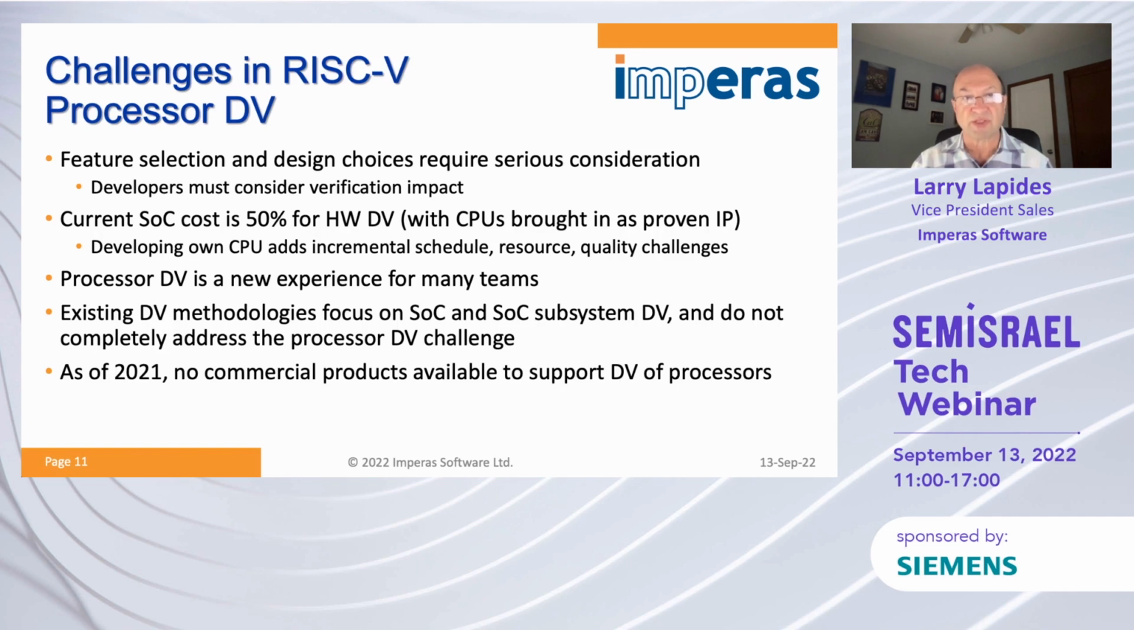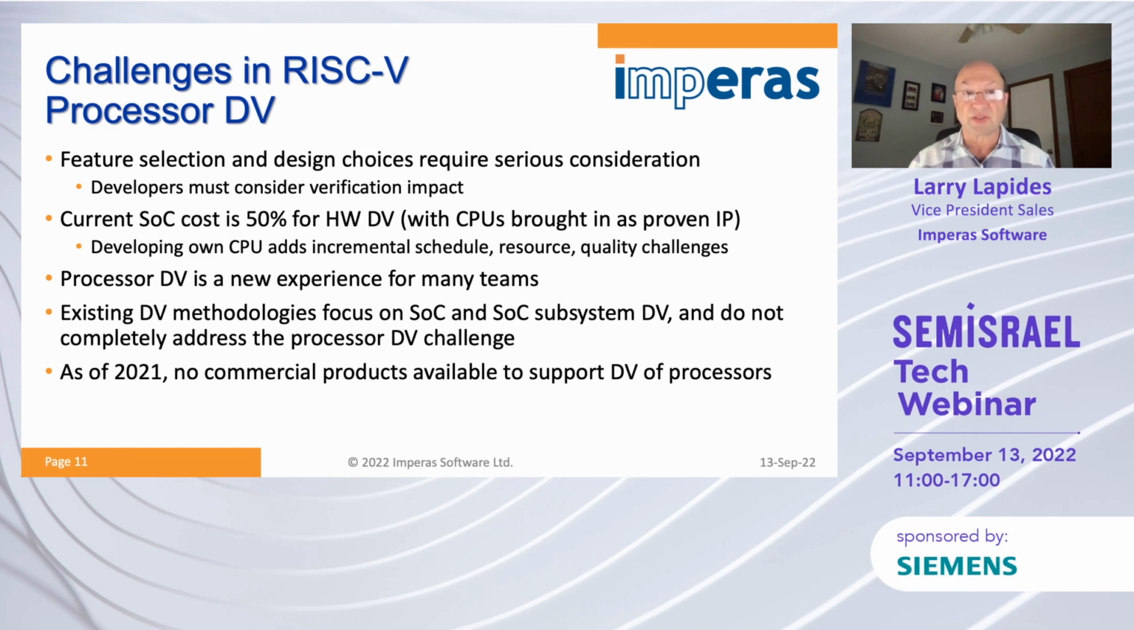Challenges in RISC-V processor DV include feature selection and the design choices. In RISC-V, you have all this flexibility to choose which instruction extensions you're going to use, and also worrying about custom instructions. All of these choices have an impact on verification. And so designers, developers need to trade off the features they're going to implement in the RISC-V processor and the impact on verification, the cost on verification that these features are going to incur.